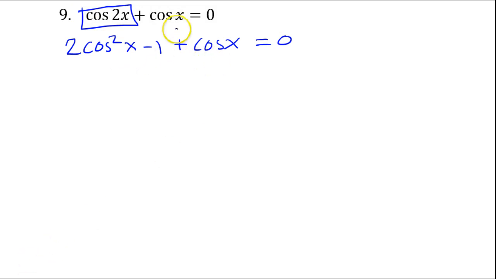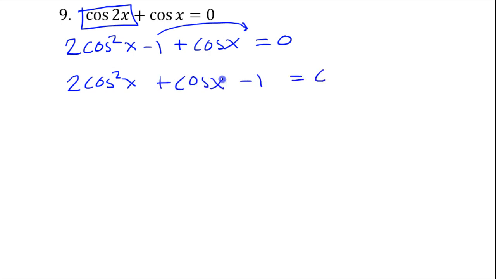Let's rewrite this in the proper order. Basically, I'm going to take this negative 1 and just move it over to the end. So that's going to give me 2 cosine squared x plus cosine x minus 1 equals 0. This looks like the type of thing that would be factorable, so let's give it a shot.